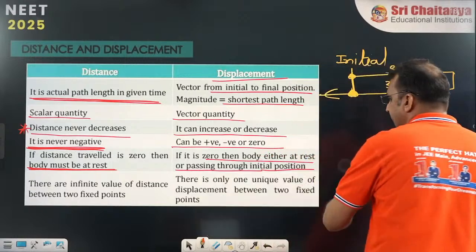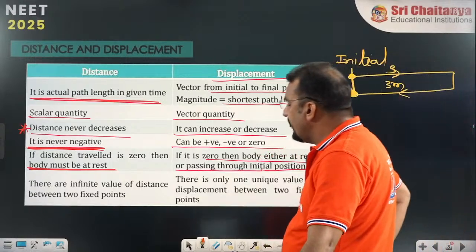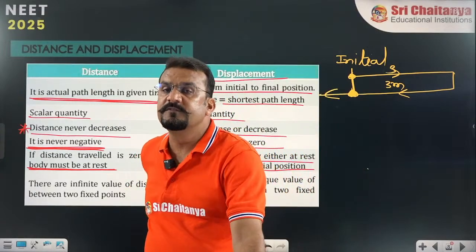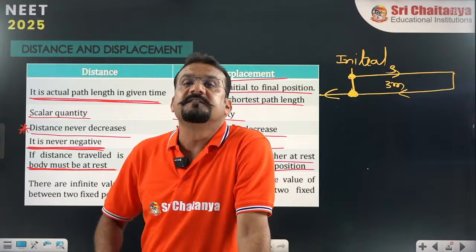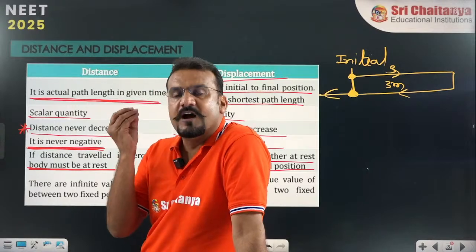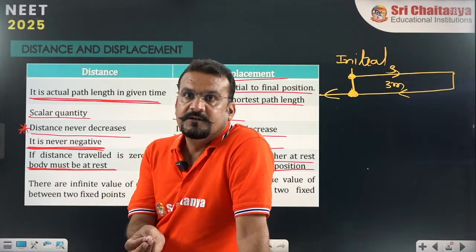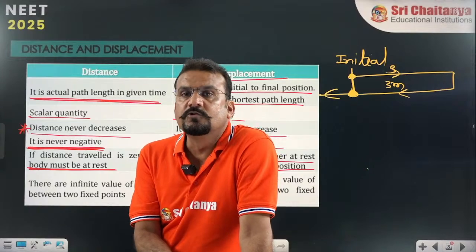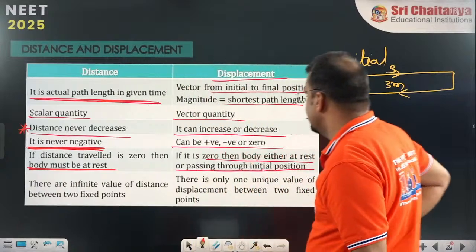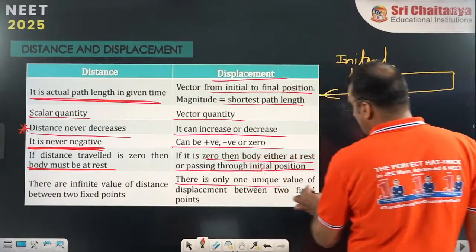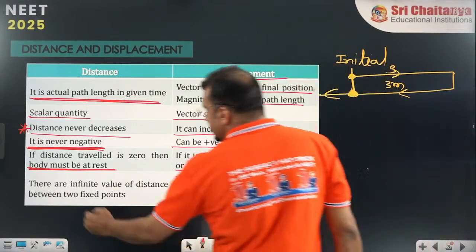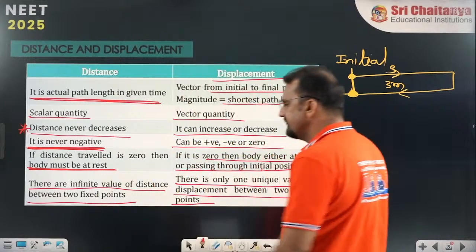And the next point is also very important. There are infinite values of distance between two fixed points, because distance doesn't have a specific direction, so you can take any path. Number of paths can be there. But displacement always has a single value, the shortest distance. That's why there is only one unique value of displacement between two fixed points, but infinite values of distance between them.